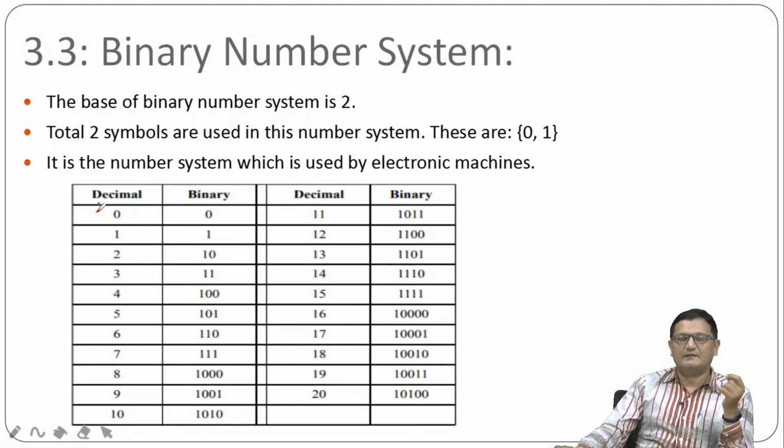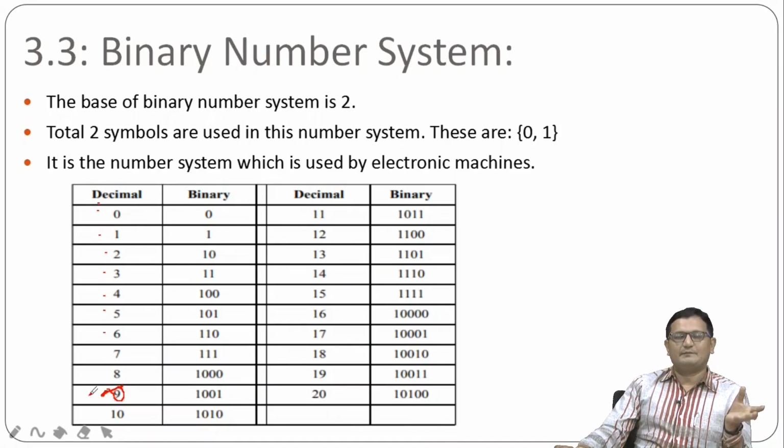We have started with 0, then 1, then 2, then 3, then 4, then 5, 6, 7, 8, 9. Now, when we are here at 9, all the symbols get completed, because how many symbols do we have? We have 10 symbols and we are starting from 0. So 0 to 9, when we write 9, that means all 10 symbols are completed.